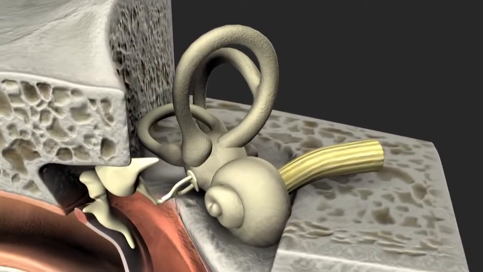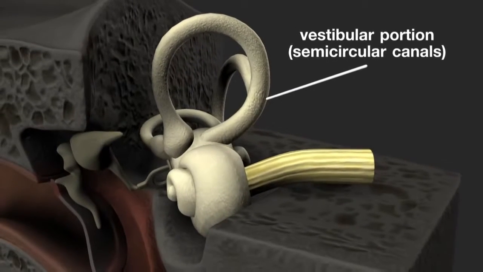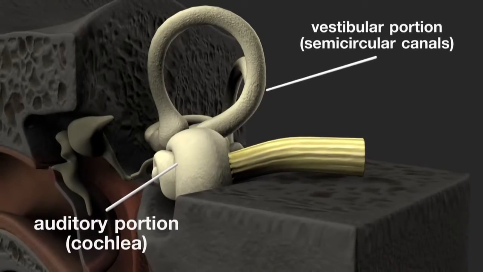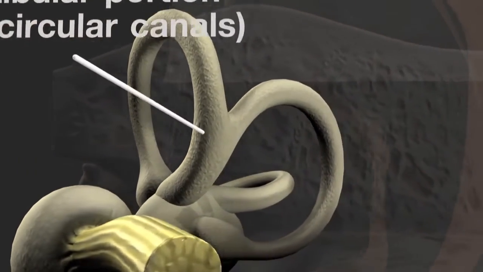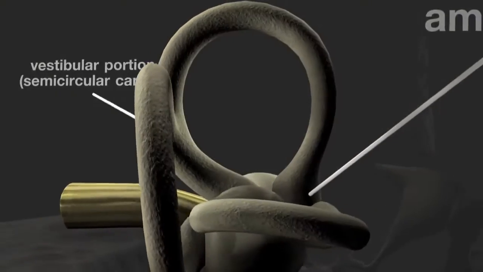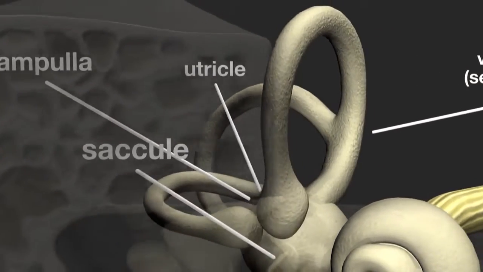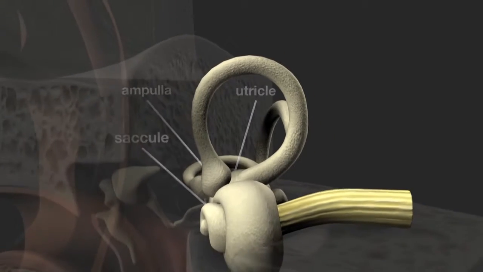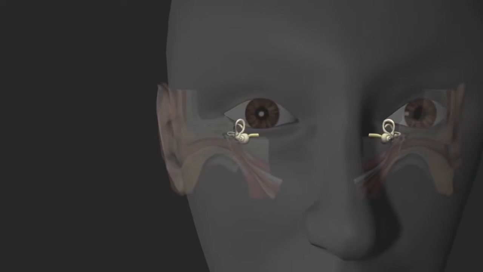The inner ear has two distinct portions: the vestibular portion, concerned with balance, and the auditory portion, the cochlea, which is concerned with hearing. The vestibular portion is made up of 3 semicircular canals. Each canal has a swelling at one end, the ampulla, and 2 membranous sacs, the utricle and the saccule. These contain fluid and sensory cells, which move in response to head movements and travel to indicate the body's status.